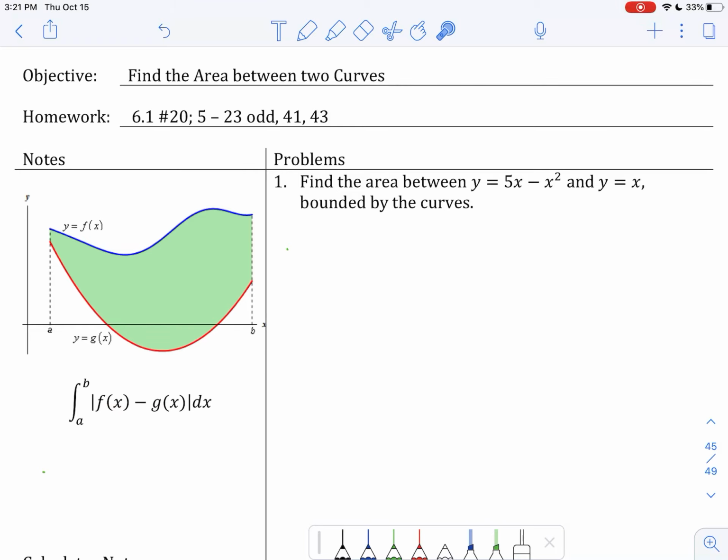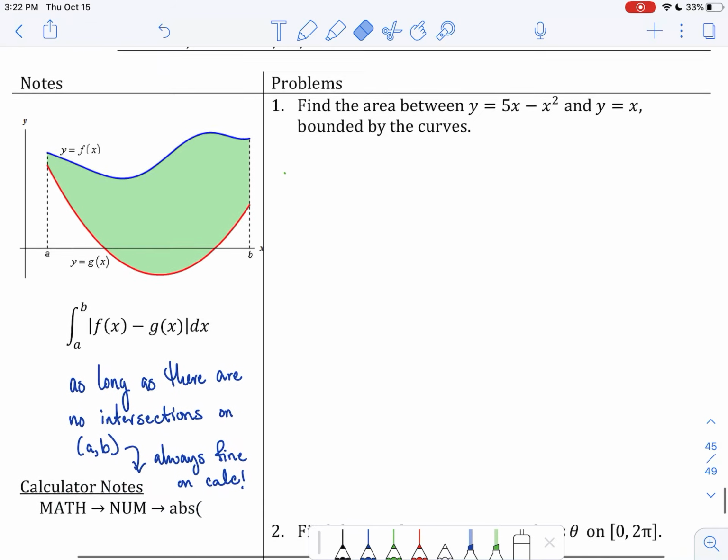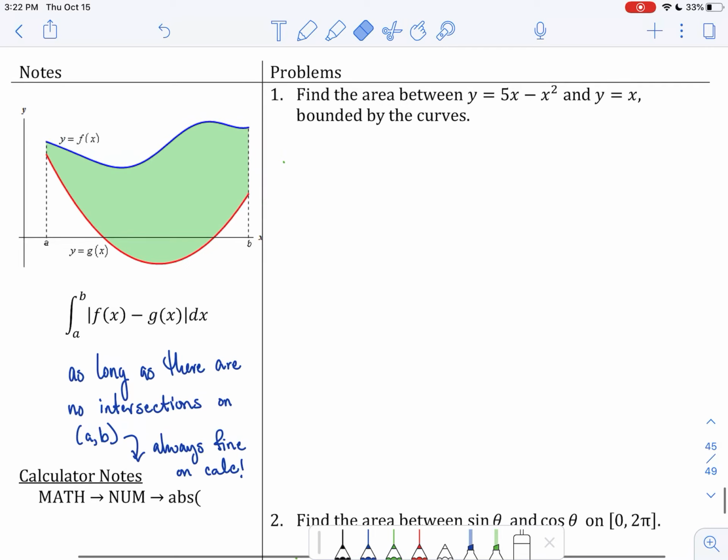If you don't want to go through the work of figuring out which one's the upper bound and which one's the lower bound, you can absolutely just put absolute values in here if you're typing it into your calculator. As long as there are no intersections on that interval, you can just find the absolute value. This can be a problem if you're doing it by hand. Your calculator will always handle it.